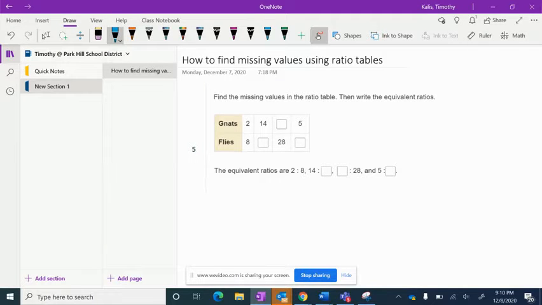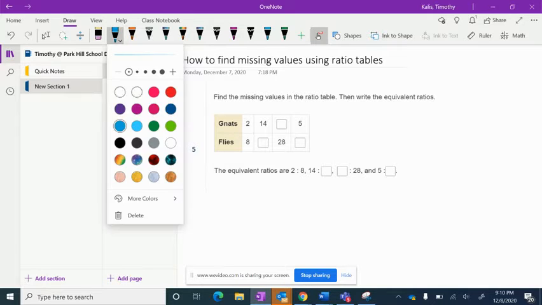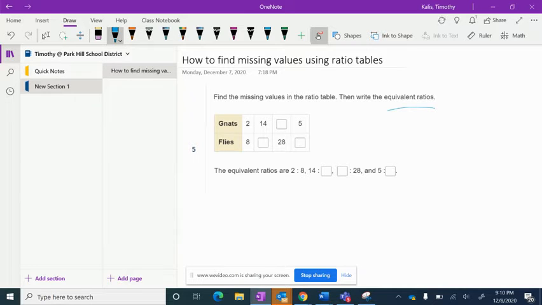Okay, in this video, I'm going to walk through the process and how to find missing values in ratio tables. So the question is: find the missing values in the ratio table, then write the equivalent ratio. It's important to know that we're trying to find equivalent ratios. We're comparing gnats to flies. So I think of ratios just like fractions.